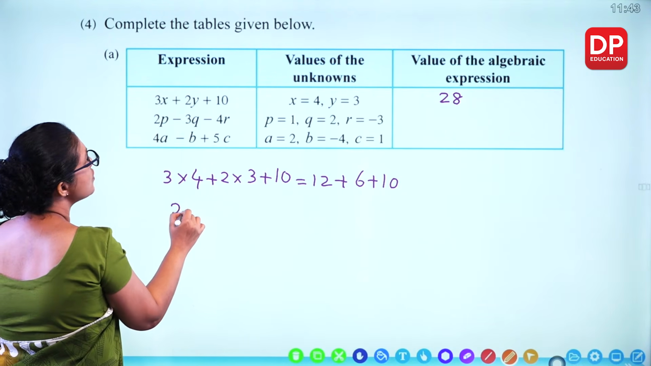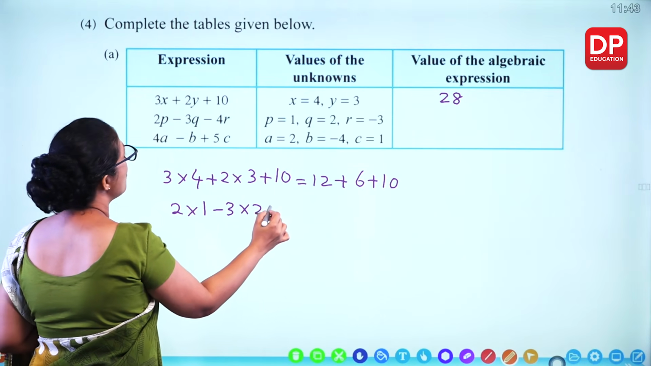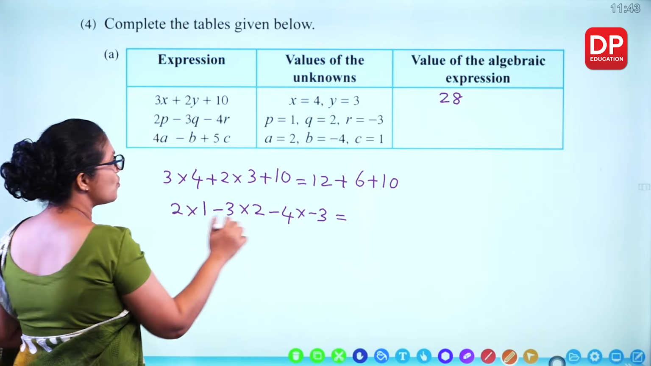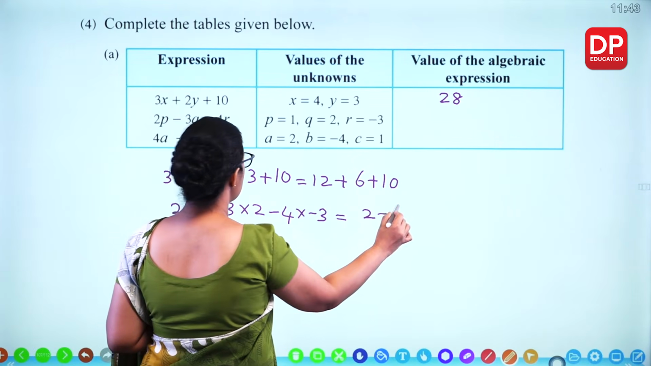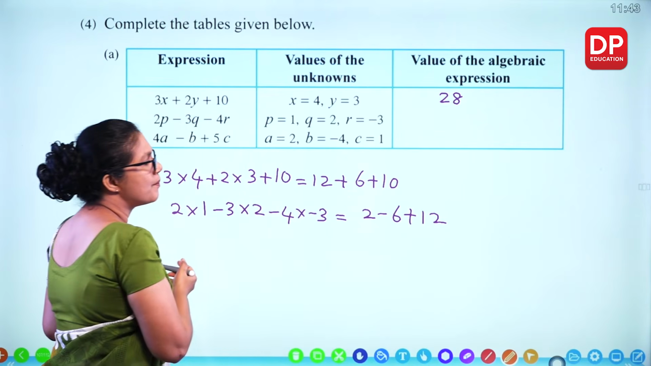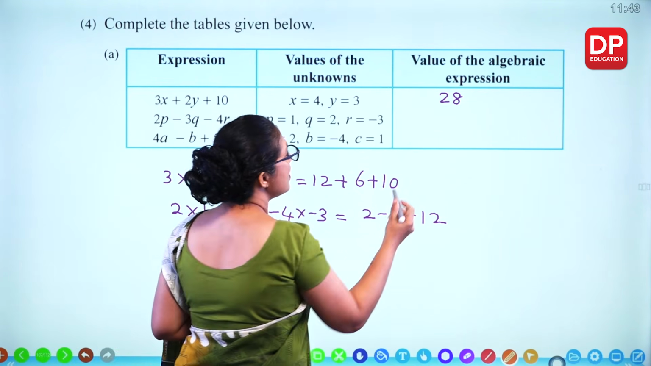Next one, 2 times P. P is 1. 3 times Q. Q is 2. Minus 4 times R. R is minus 3. 2 minus 6 minus minus plus 12. 12 plus 2, 14. 14 minus 6, 8.